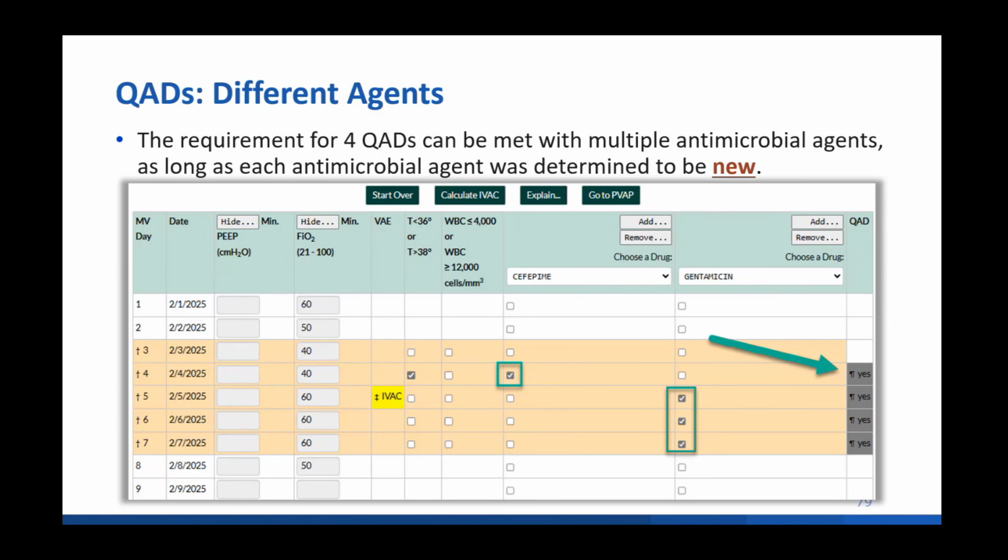Here we have the administration of 2 different agents, cefepime and gentamicin. The requirement for 4 QADs can be met with multiple antimicrobial agents if each agent was determined to be new. Both cefepime and gentamicin were initiated after mechanical ventilation day 2 and within the VAE window period. And they add up to 4 QADs between the 2 agents. Therefore, in this example, IVAC is met.